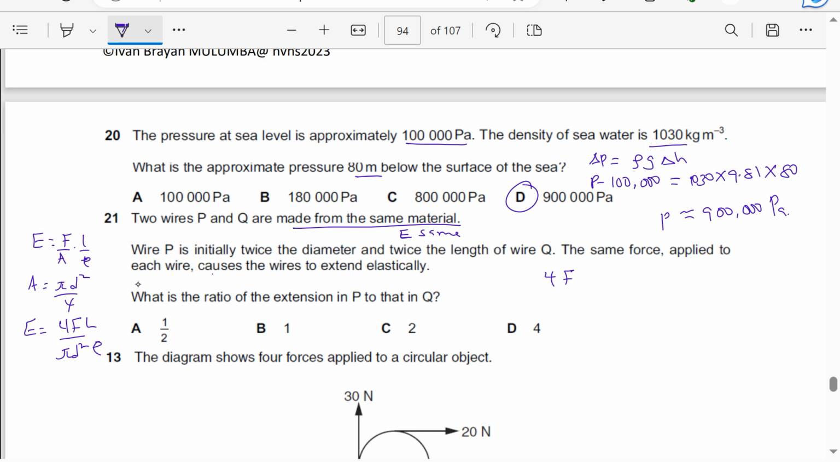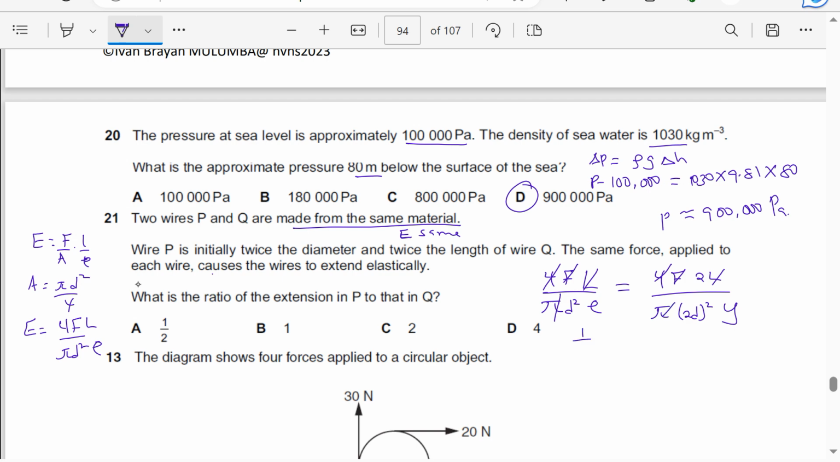So for Q, it is going to be 4FL over pi d squared times, let its extension be E. And then for P, it is going to be 4, because the force is the same, I'll write F. Then the length is twice that of Q, so this will be twice L divided by pi. The diameter is twice, so this is going to be 2d but squared times the extension. I'll call it y. So 4 cancels, F cancels, L cancels, pi cancels.